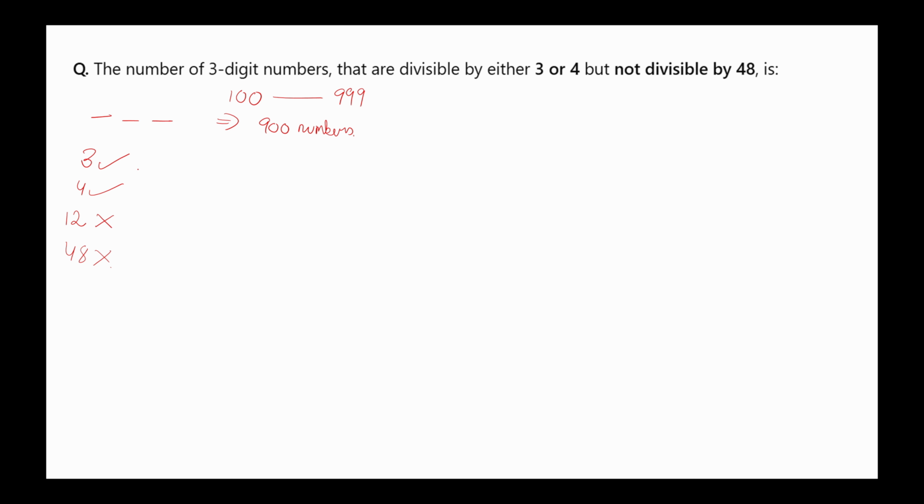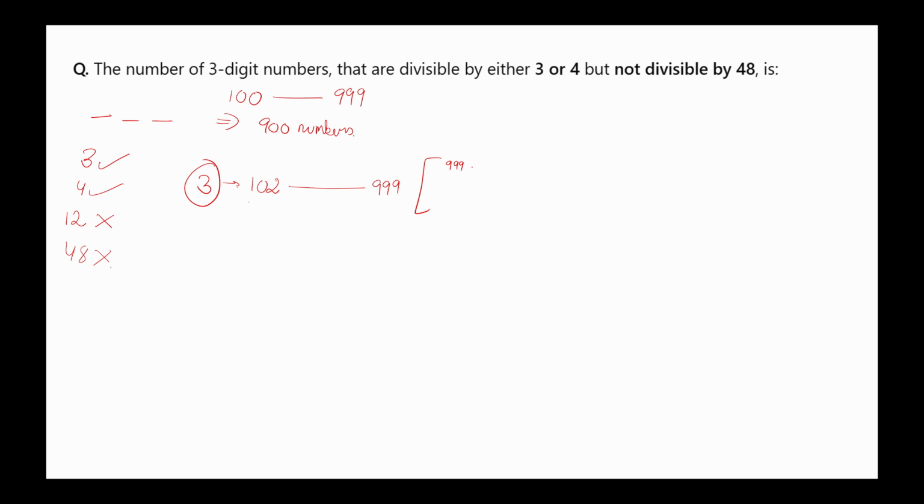Now first, let us solve for 3. For 3, what is my first number that is going to be divisible by 3? My first number would be 102. And what is my last number that would be divisible by 3? 999. So how many terms are here in this? So simply let us find it out using AP.